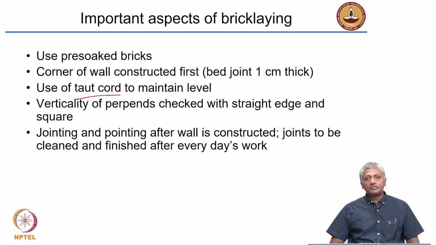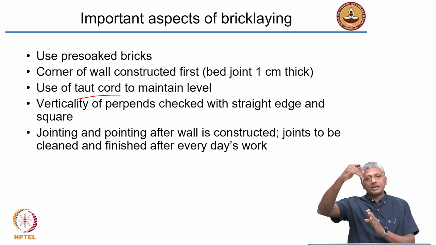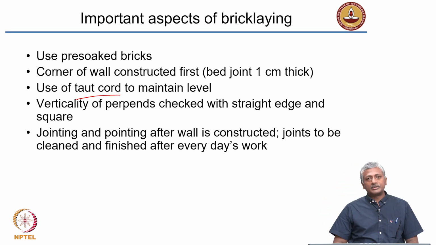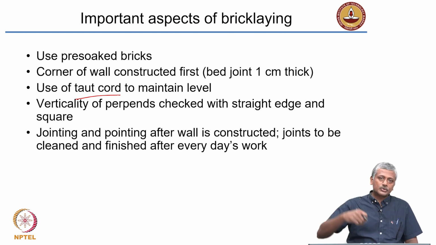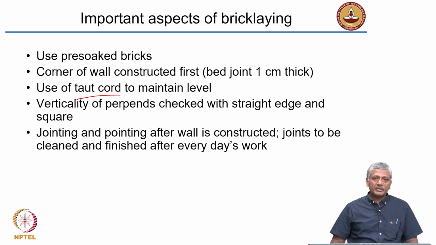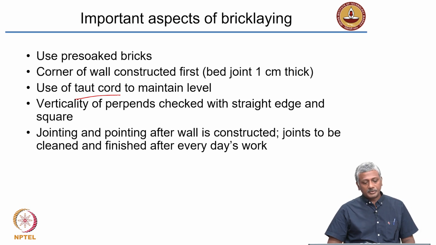And the verticality of the perpends, again, which are imaginary lines joining alternative joints, is basically checked using a straight edge and square. So, you have used a straight edge and square in your engineering drawing classes. That is exactly what we use to check whether you have a perfectly perpendicular or perfect lining of the vertical joints along the perpend. And as I said, after the day's work, the pointing is typically done to ensure that the mortar joints are cleaned up properly.